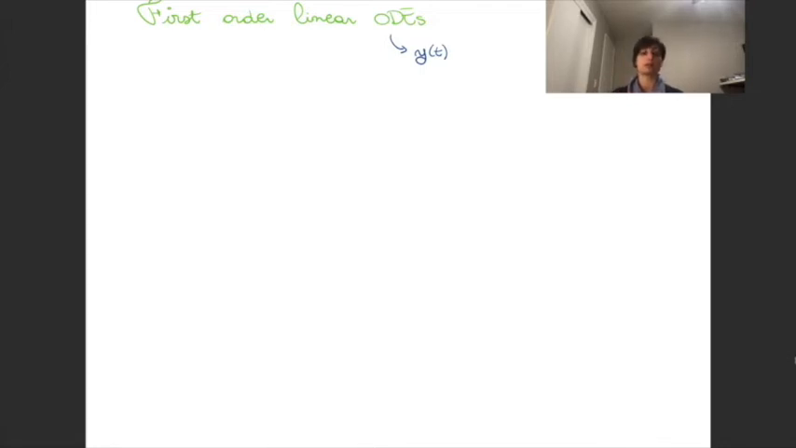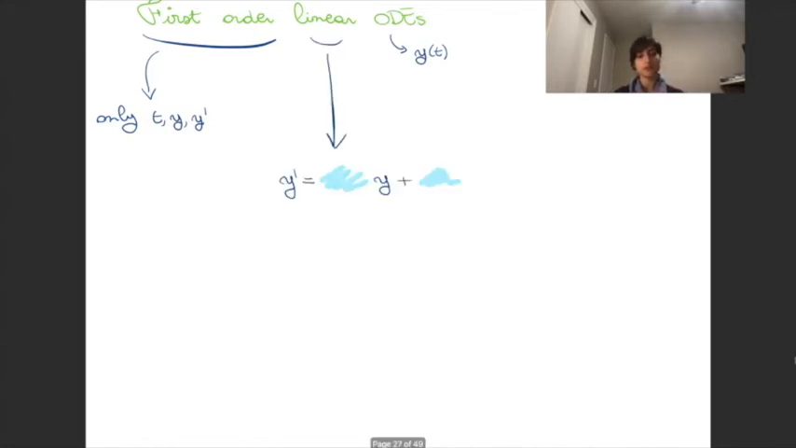We'll call this variable t. First order. It means that we're taking all possible derivatives up to the first order. So we're taking t, y, and y prime. Linear. Well, linear means that it has to have the form y prime equals something times y plus something else. These two somethings do not depend on y nor y prime, but can depend on the time.